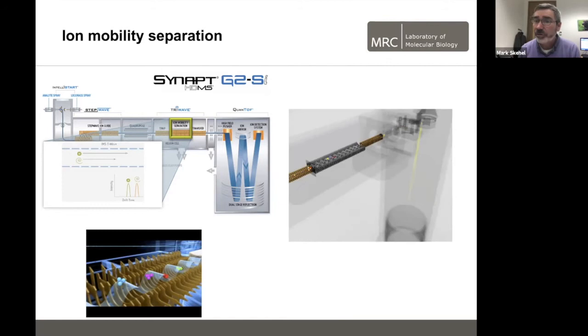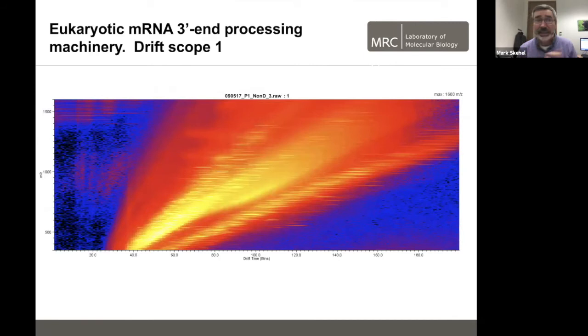Now that helps us when we're looking at very complicated mixtures, which of course is what we want to do. This was an experiment with Laurie's group, looking at the mRNA 3' end processing machinery. So if you imagine we've got mass to charge up here on the y-axis and drift time, so how long it took to move through that cell, on the x-axis. And so these red and yellow colors here, these are different charge states, okay? These are different species and their time to drift through the cell, okay?